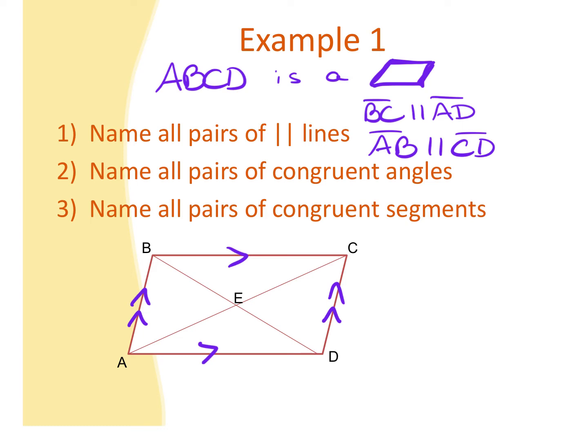Now, in this same picture, I'm going to go ahead and jump down and I'm going to answer number 3 as well. Because number 2 is going to be really intense. Because we actually have 8 different angle pairs that are in this picture. So I'm going to go ahead and do all of the congruent sides first.